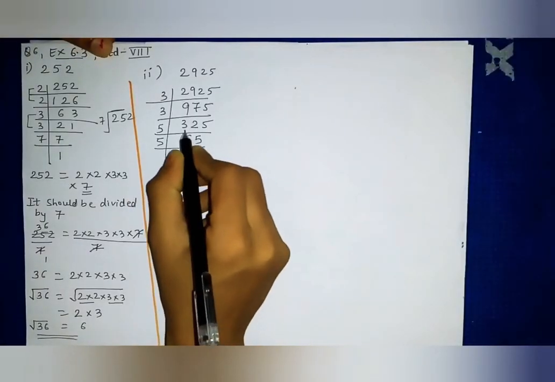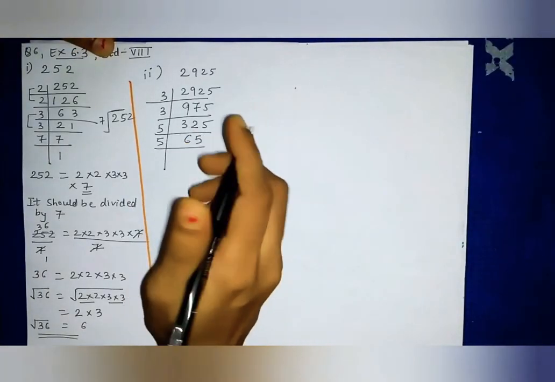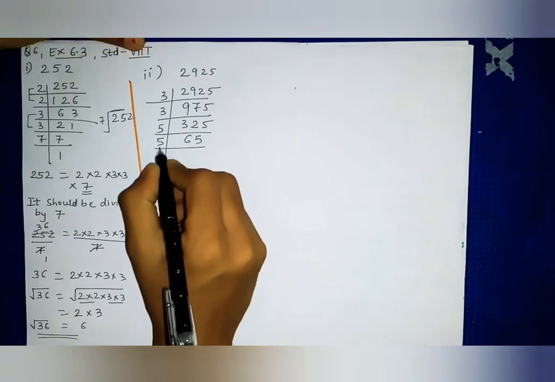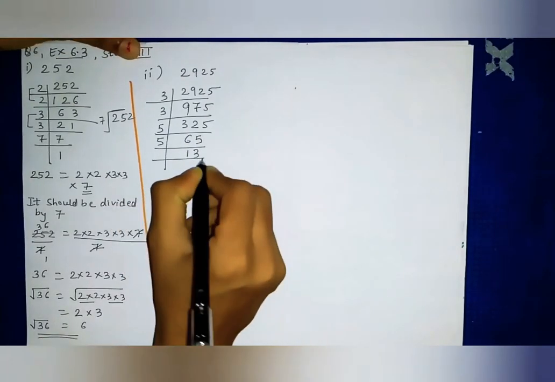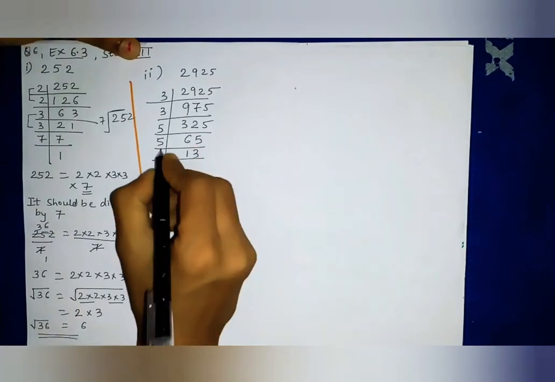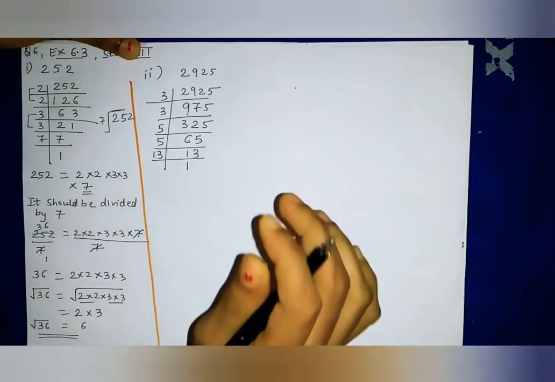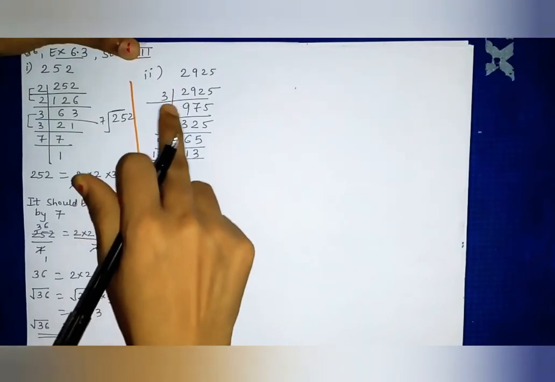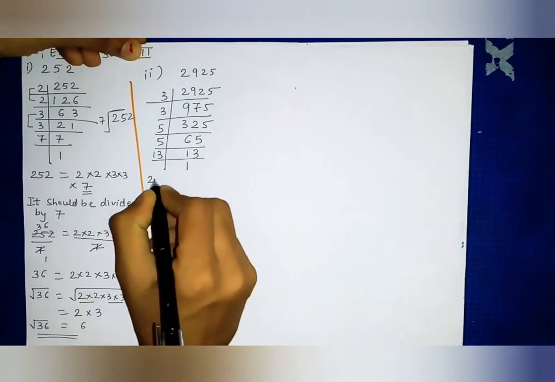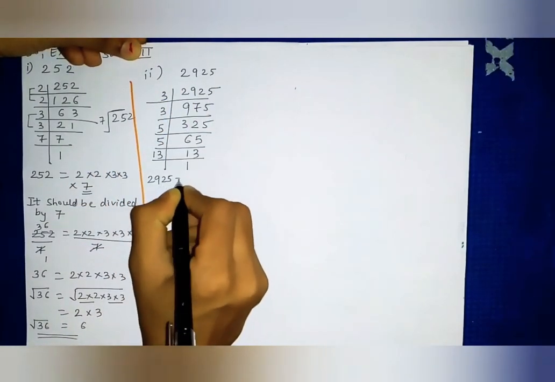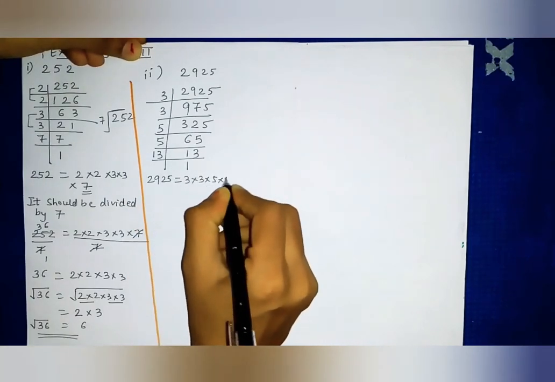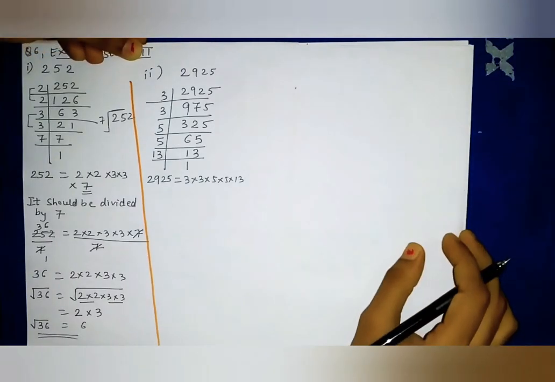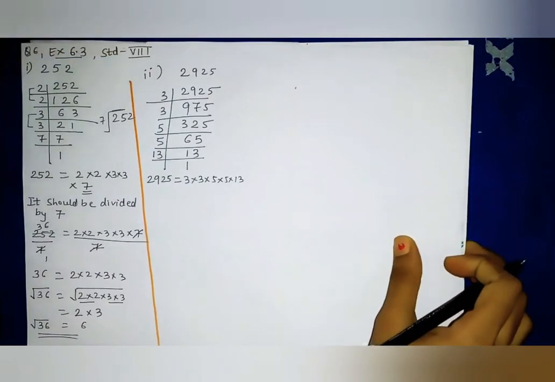So 5 65s are 325. Okay. Now again we will do with 5. So it will be 5 1s are 5 and 5 3s are 15. 13. Now 13 is a prime number. So we have to take directly 13 1s are 13. So these are the factors of 2925. Now we will write down the factors over here. So 2925 equals 3 multiplied by 3 multiplied by 5 multiplied by 5 multiplied by 13. So these are the factors.